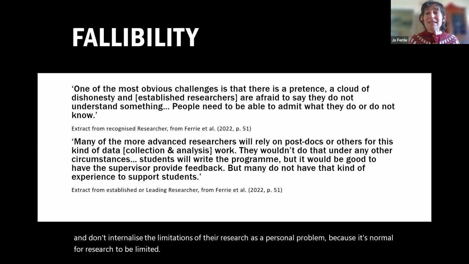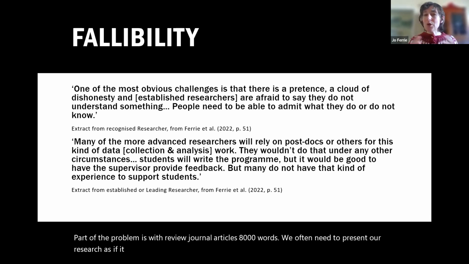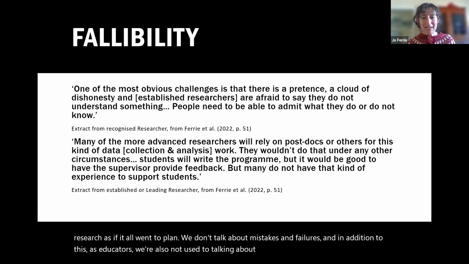Part of the problem is with peer-reviewed journal articles, 8,000 words, we often need to present our research as if it all went to plan. We don't talk about mistakes and failures. And in addition to this, as educators, we're also not used to talking about mistakes and failures.